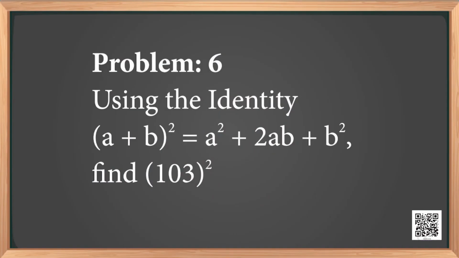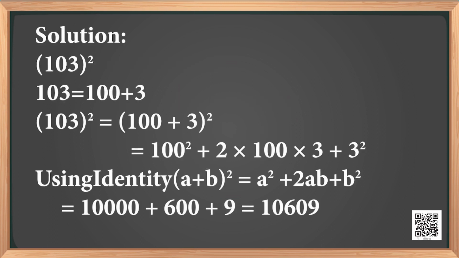Problem number 6. Using the identity (a + b)² = a² + 2ab + b², find 103². Solution. 103². How shall we write 103 as the sum of two numbers? Yes, you are right. 103 is equal to 100 plus 3.